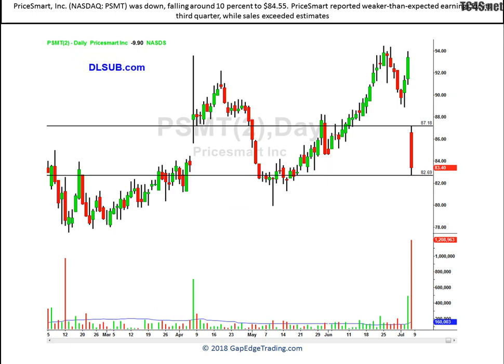PriceSmart, PSMT was down, falling around 10% to 84.55. PriceSmart reported weaker than expected earnings for its third quarter, although sales exceeded estimates. So here we go, another one with negative news, and it gapped down below $90 and closed the previous day at 93 plus and traded down into 82. So another stock that gave enormous opportunity for a nice day trading event to the downside based upon negative news and their earnings expectations for the next year.